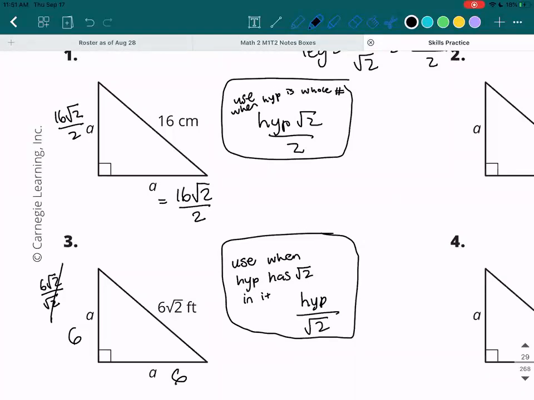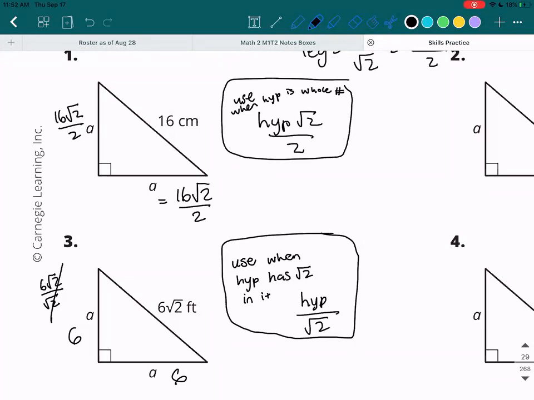Okay, so what I said was that you use this bottom equation, hypotenuse over 2, when your hypotenuse has the radical 2 in it. And then on the top, you use this equation, hypotenuse radical 2 over 2, when your hypotenuse is a whole number.